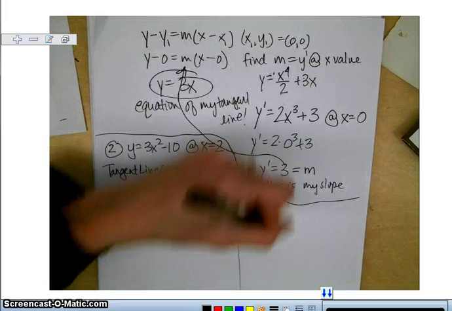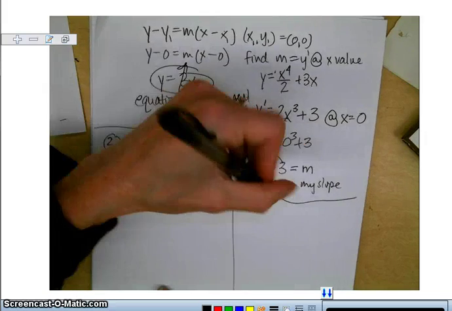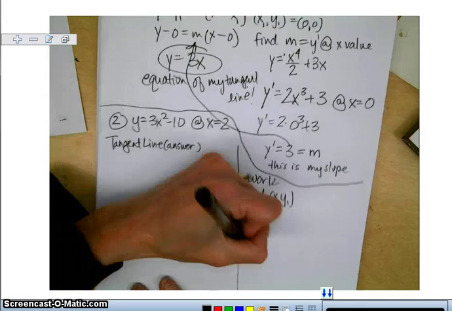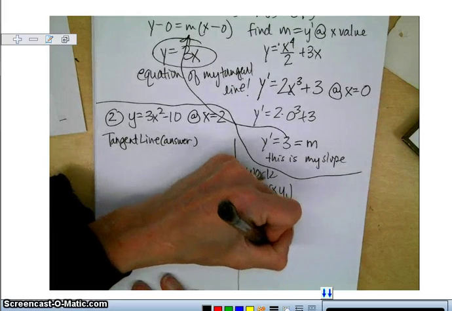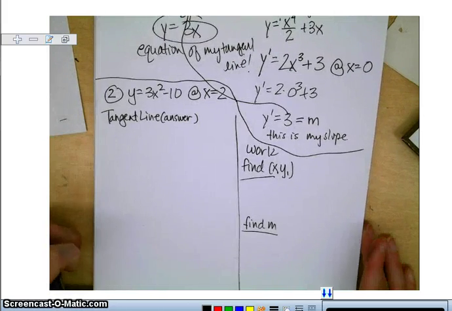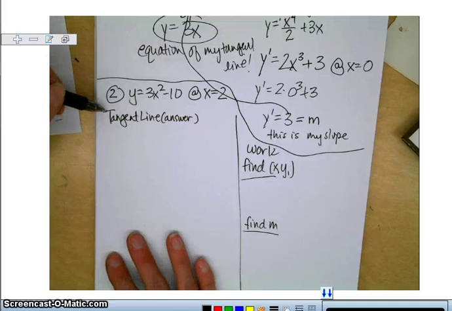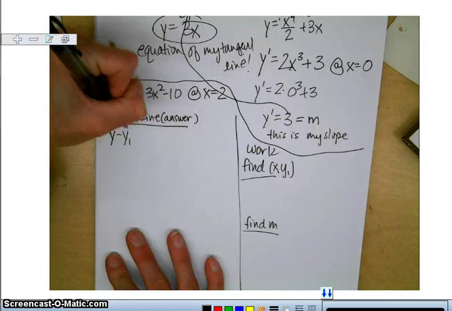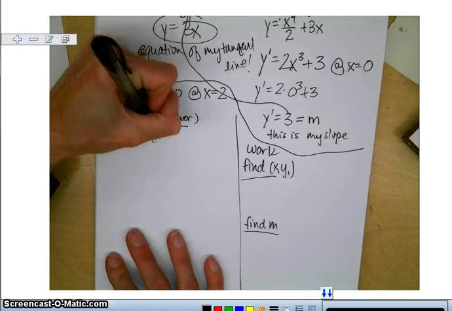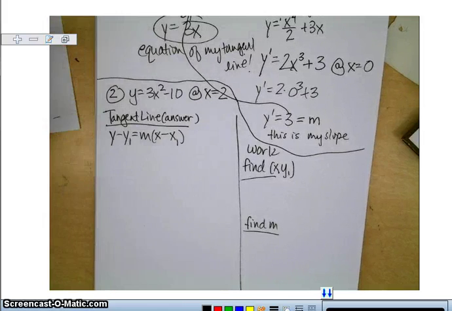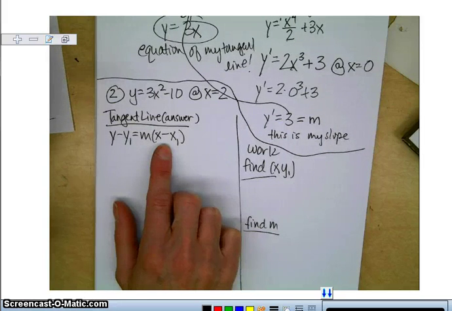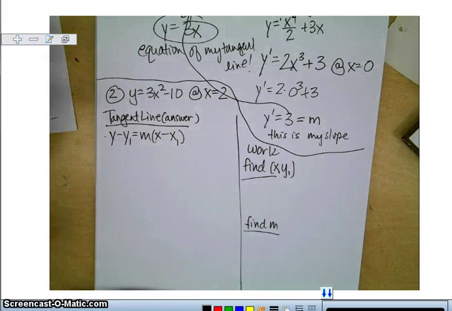And then over here I'm going to do the work. I'm going to find x1 comma y1 and find m. Basically that's what you have to do every time. I have to write my tangent line, which is y minus y sub 1 equals m times x minus x sub 1. Just a show of hands, how many of you have seen that before now, maybe? Okay, that's good. I wish every algebra teacher would just use that to teach writing equations.